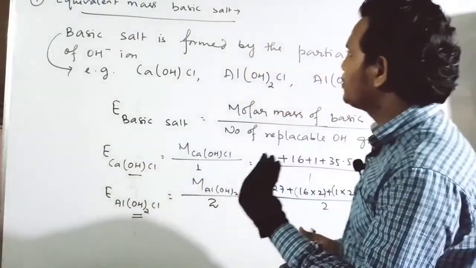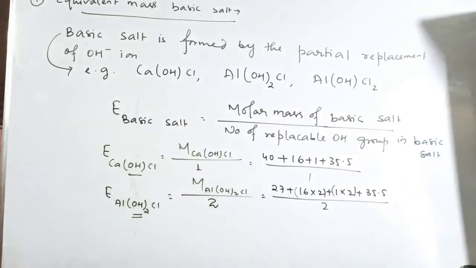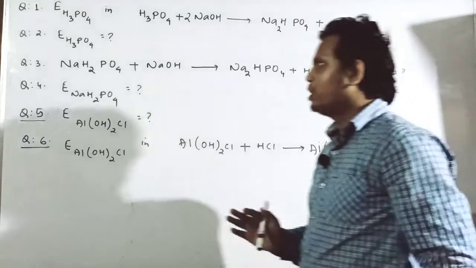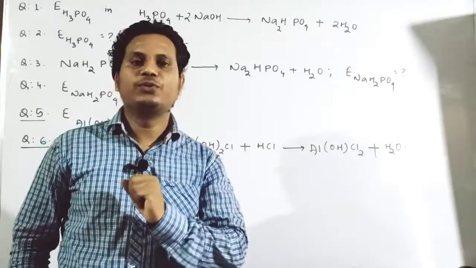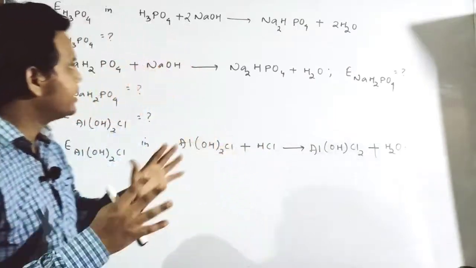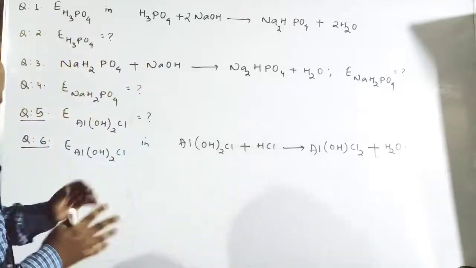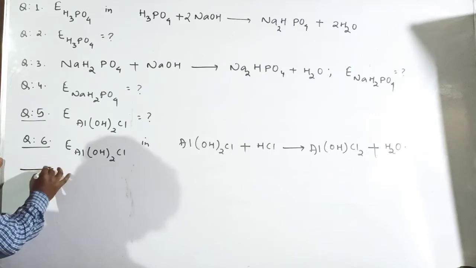Now let us take some questions regarding this. After that, we will see how to find it for redox reactions. We have taken some questions, and it will be very useful for clearing any doubts in our session. Okay. Now we have taken 6 questions, so let's solve this.